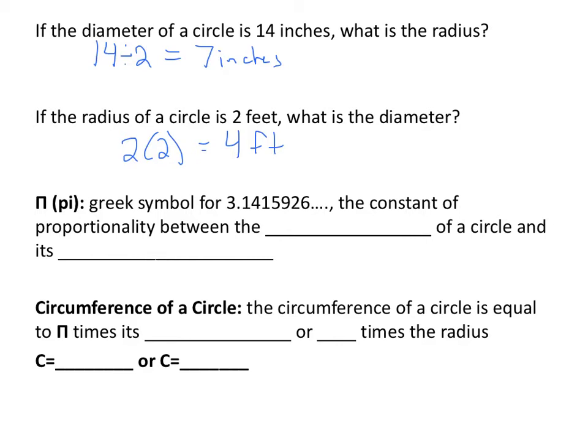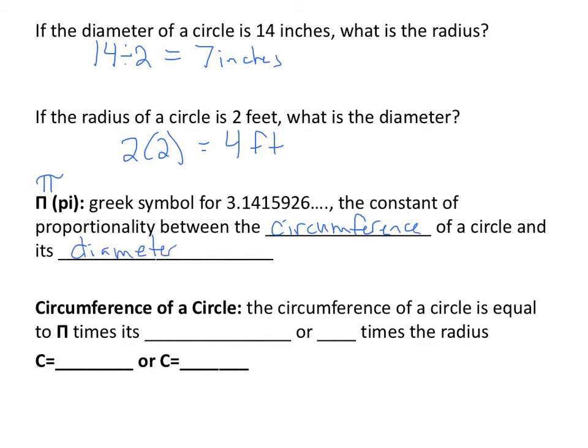There are some other things that we need to talk about when we talk about circles. One of those is the Greek symbol pi. You'll often see it look like that as well. It is the Greek symbol for 3.1415926, and then actually the number keeps going on forever, and they are still finding numbers to pi. It is what is called an irrational number. This is the constant of proportionality between the circumference of a circle and its diameter.